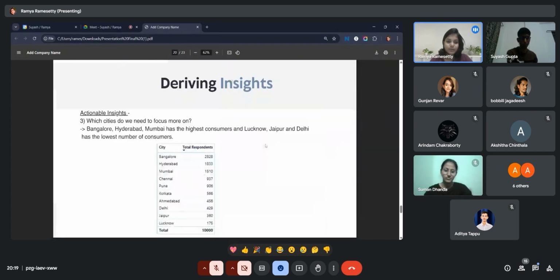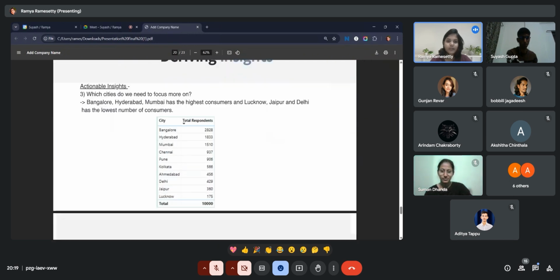Let's move on to the third insight, that is, which cities do we need to focus more on. Taking the top three cities, Bangalore, Hyderabad, and Mumbai have the highest consumers. And if we take the bottom three, then it is Delhi, Jaipur, and Lucknow, which have the lowest consumers. In this way, we can bring the insights from our visuals.